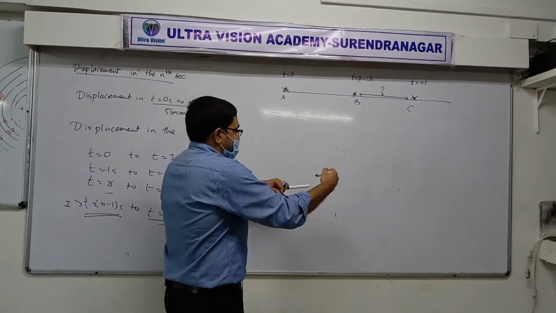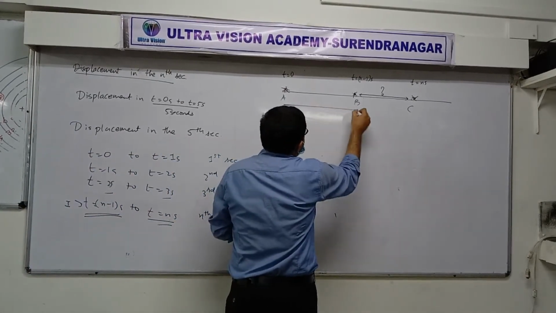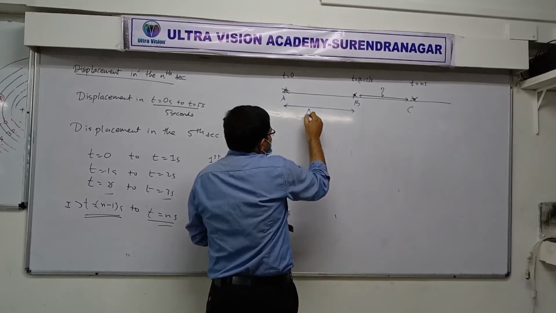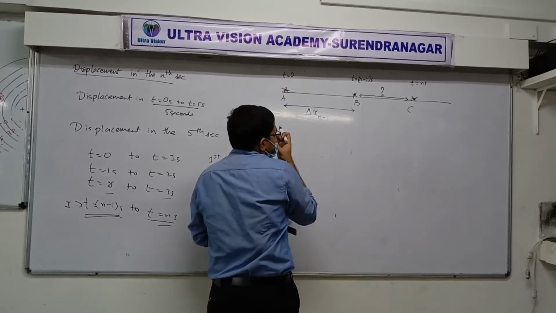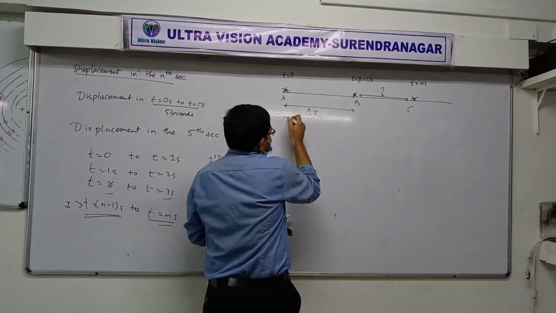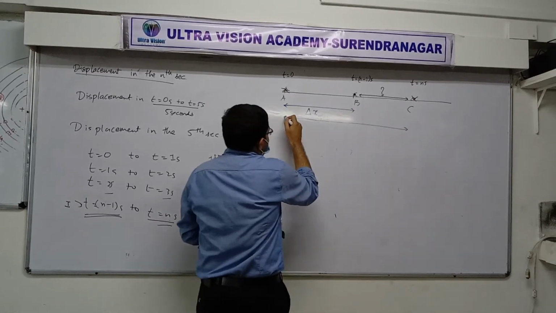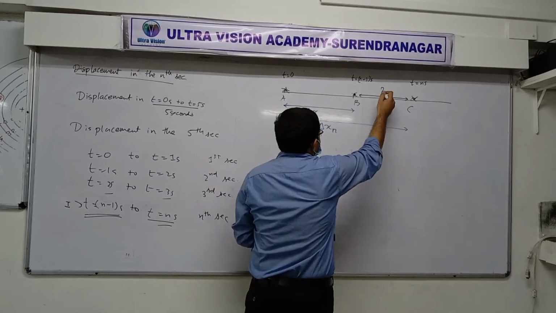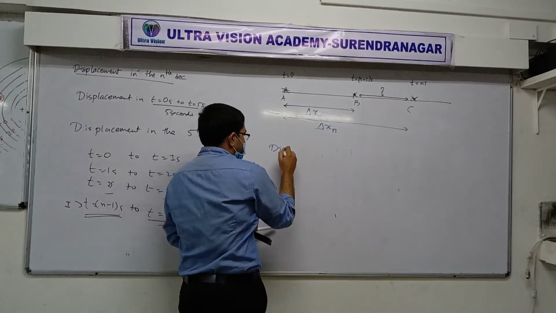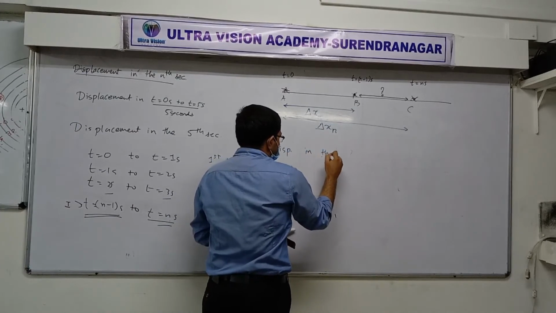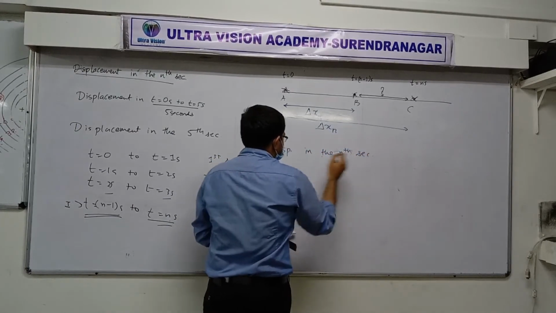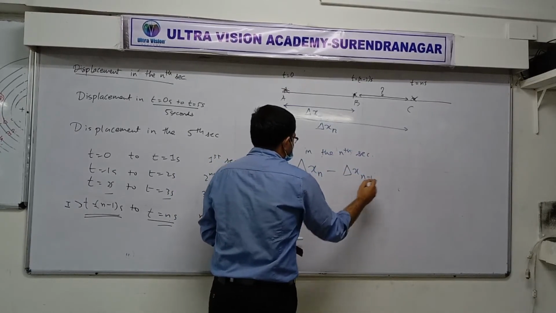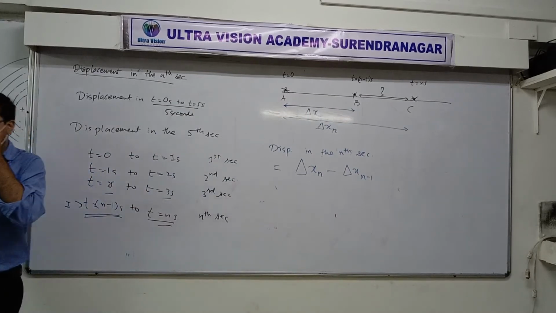What I'll do is, I will find out the displacement from 0 to n minus 1 because that way it's easier. So let's say that this is delta x in n minus 1 seconds. And I'll also find out the displacement from 0 to n. So that is delta x in n seconds. And our answer, the displacement in the nth second, is actually delta x of n minus delta x of n minus 1. Yes or no? Yes. Who understood that?